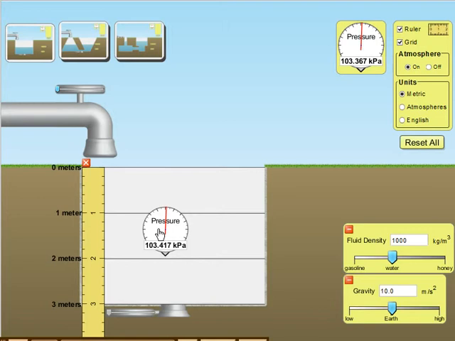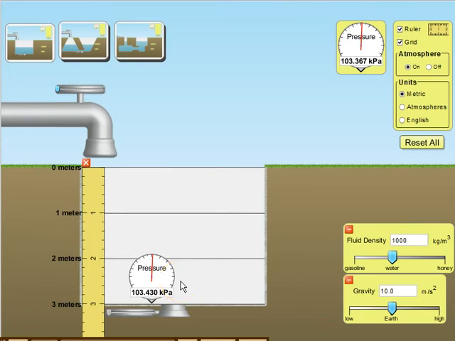This is where I want you to note things down. At the 2 meter level, the pressure is 103.417. Please make a note of that. Let me know when you're done. You've noted this value? Okay. Now, I'm going to go to a depth of 3 meters. Let's note this value down. It's 103.429 here. I'm sorry, it's 430. Let's be accurate if you can. 103.430.